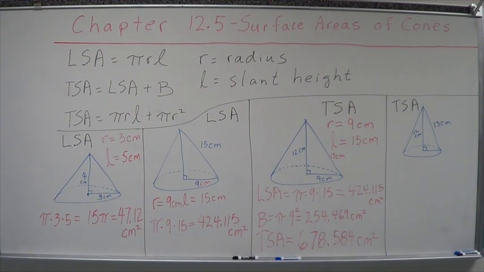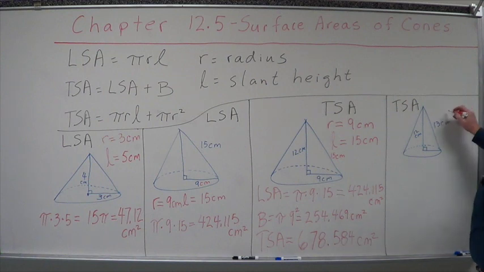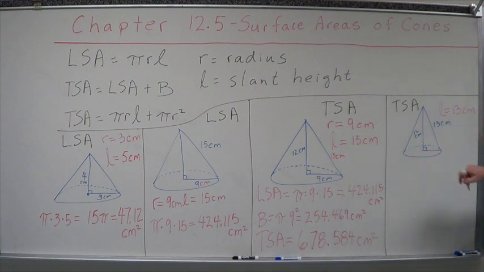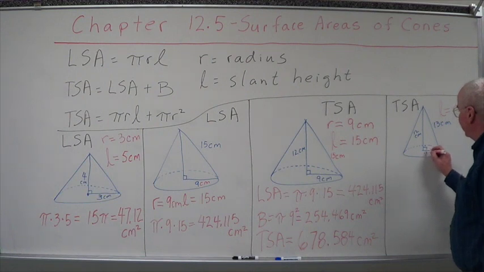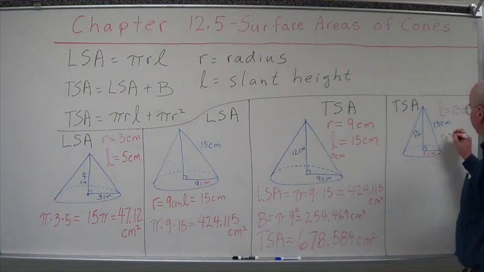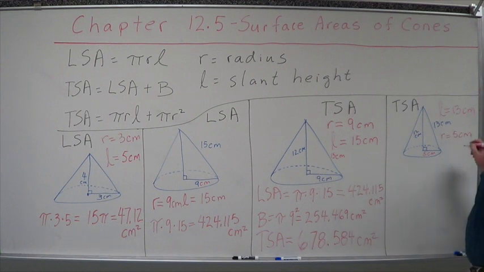Now let's look at our last problem for total surface area. We're looking at this one right here. We know that the height is 12. We know that the slant height is 13. So let's go ahead and put that down. Our slant height equals 13 centimeters. All we need to know is this radius right here. Well, let me see. That looks like a 12, 13. Wow, looks like a 5, 12, 13 Pythagorean triple, doesn't it? So this right here is going to be 5 centimeters. So our radius equals 5 centimeters.